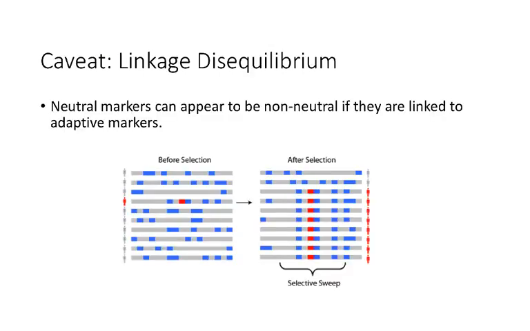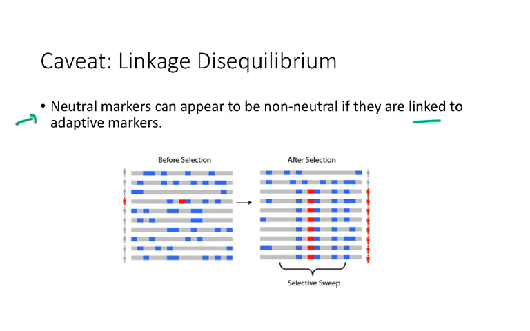Although I do have to mention, of course, with everything, there are exceptions and complications, right? So the caveat to that is something called linkage disequilibrium. I'll explain what this means. But what we have in the bullet point here is that neutral markers can look like they're non-neutral if they are linked to adaptive markers.